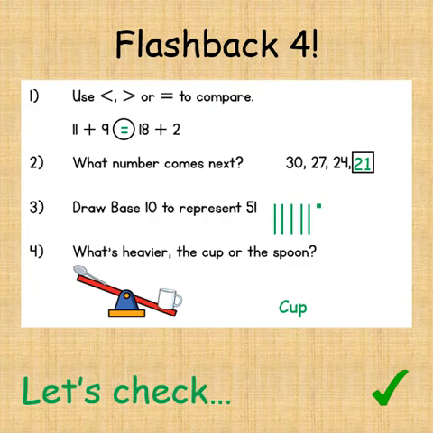Number 3. You had to draw the base 10 to represent the number 51. And you can see I have drawn 5 10 sticks and 1 1. If yours looks like mine, give yourself a tick. And number 4, we'd got a set of weighing scales and it said what's heavier, the cup or the spoon? And you should have put the cup. So well done if you got those right.